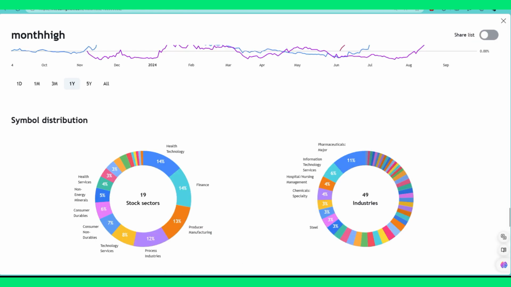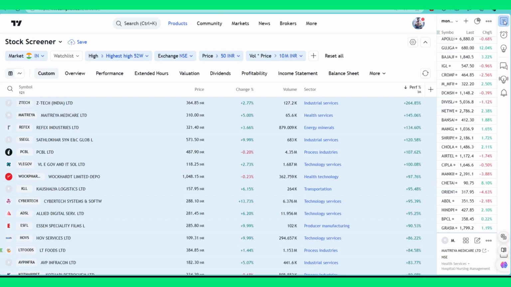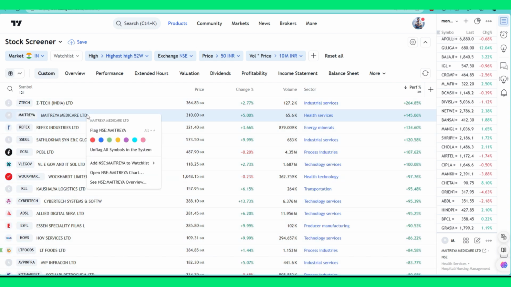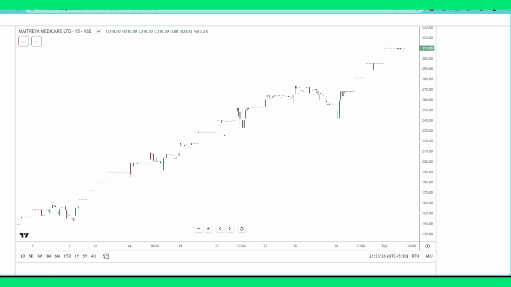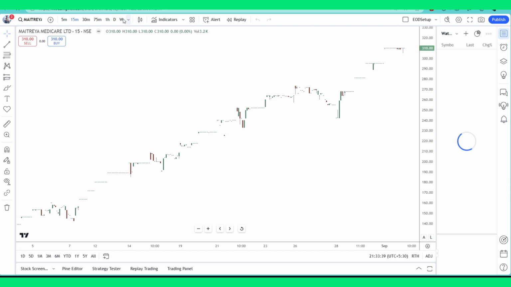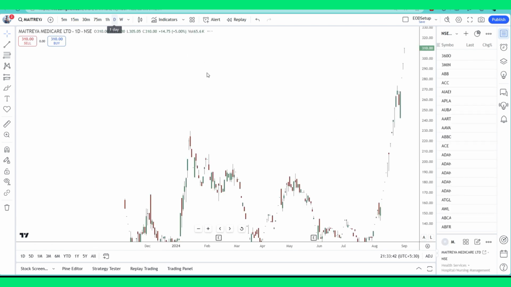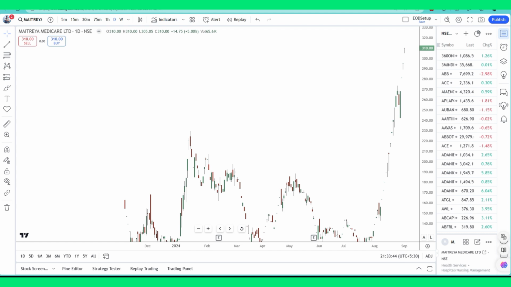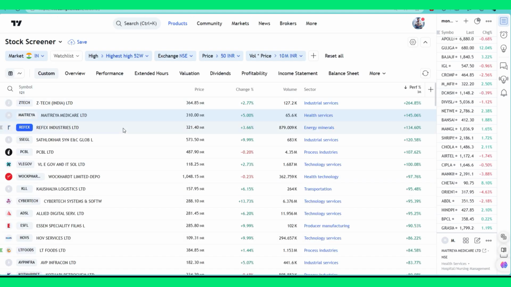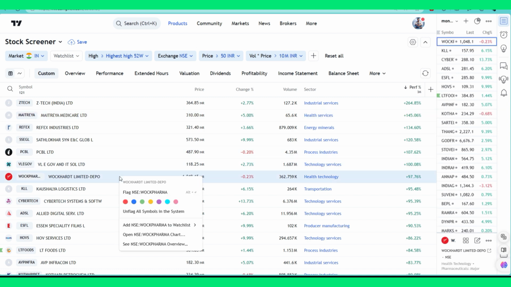Now let me close this. Now we go back. We have one right up here which is called Maitreya Medicare. Let's see its chart. So this is a stock that I don't think we can trade. It keeps on circuiting. So let's look at the next one, which comes Wockhardt. Wockhardt is also not that liquid.